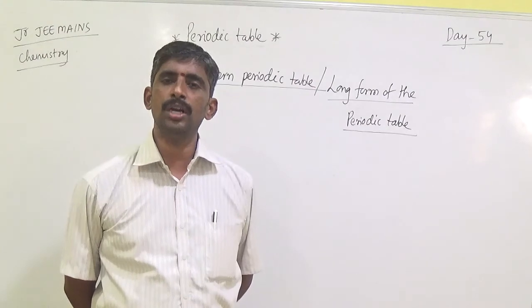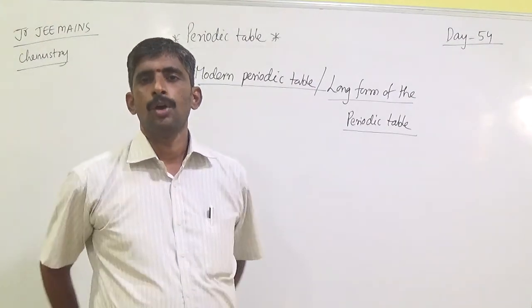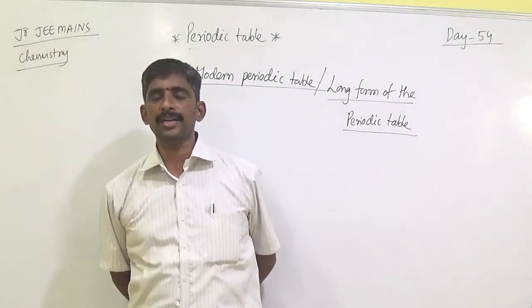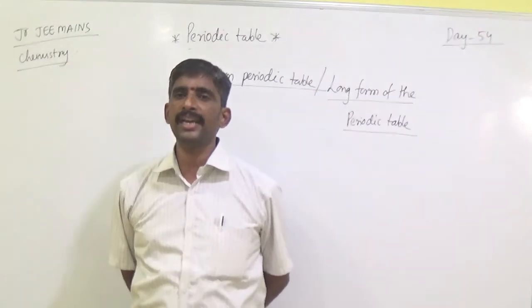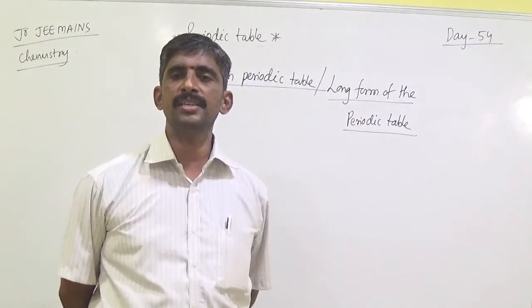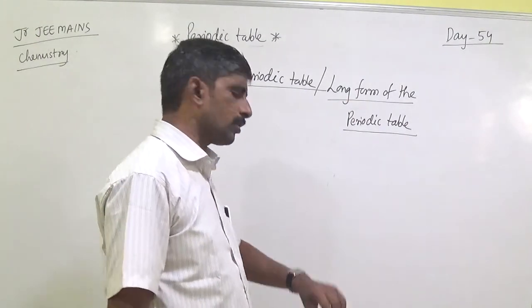First period contains 2 elements. Second and third periods contain 8 elements. Fourth and fifth periods contain 18 elements. Sixth period contains 32 elements. The sixth period is a long period. The seventh period is an incomplete period. That is the long form of the periodic table.